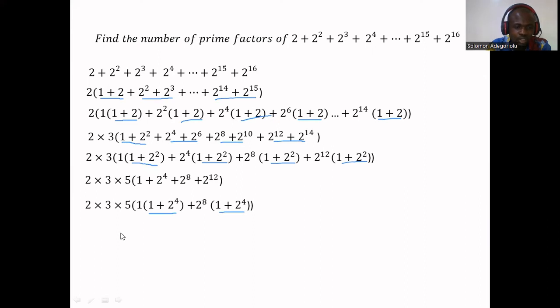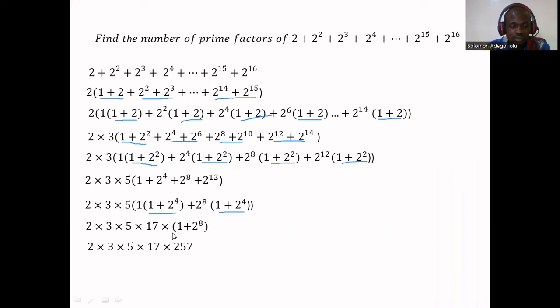We bring the 17 out of the bracket, and then inside the bracket, we multiply with the numbers we have outside the bracket, and we take it up from there as well. Meaning 2 times 3 times 5 times 17 into bracket 1 plus 2 raised to power 8. So let's find the value of 1 plus 2 raised to power 8. 2 raised to power 8 is 256, plus 1, that will give us 257. So in a nutshell, we have 2 times 3 times 5 times 17 times 257.